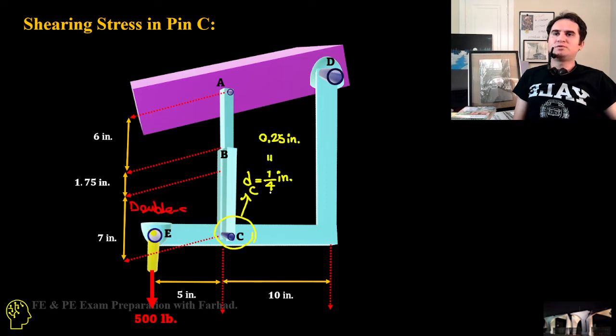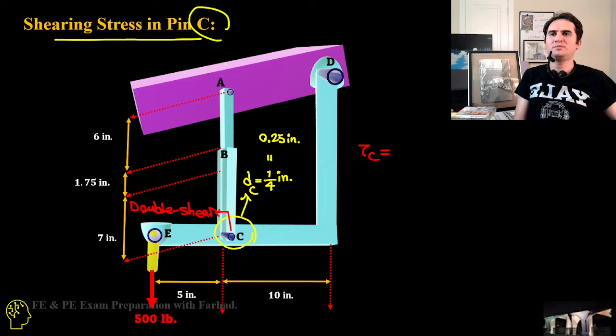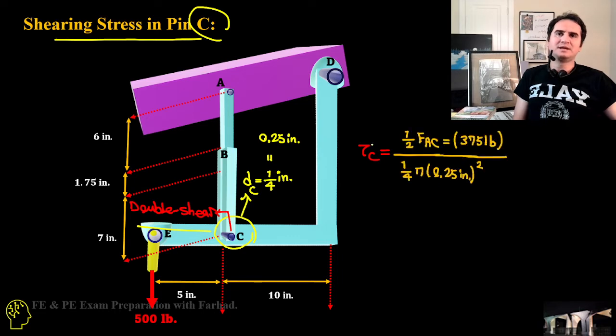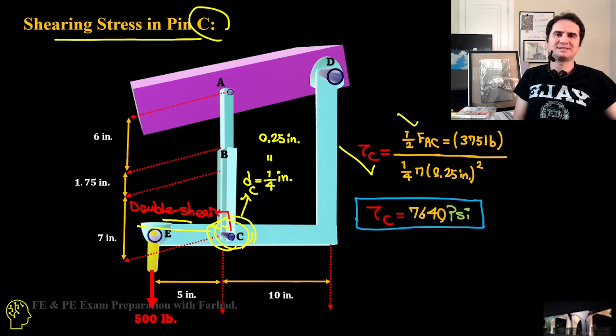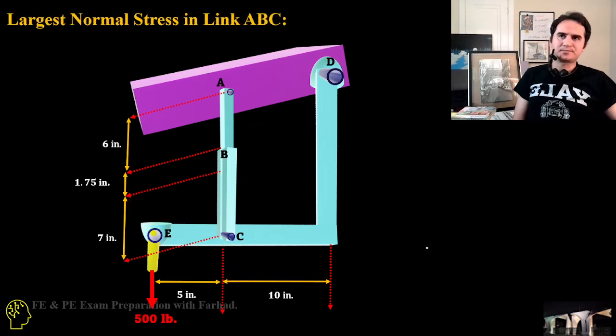If you want to know the shear in pin C down below, that's a double shear, and the diameter is a quarter of an inch, 0.25 inches. So tau, or shear at C, is half of the force due to the double shear condition, over the area of the pin itself. That gives us 7640 psi, or almost 7.6 ksi.